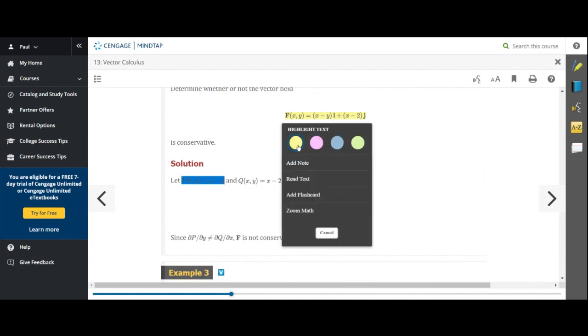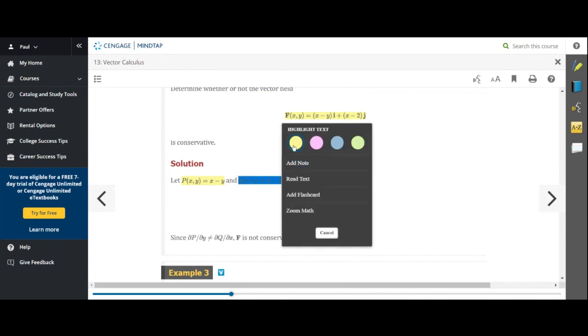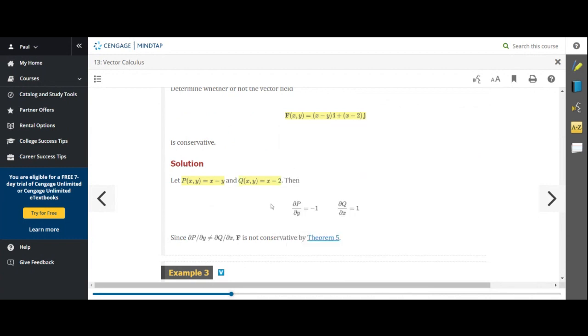Well, P and Q are defined accordingly. P equals x minus y. That's the first component, the i component of vector field F. And Q is equal to x minus 2. That's the j component of vector field F. Okay, well, it turns out that the partial derivative of P with respect to y equals -1, and the partial derivative of Q with respect to x equals +1. Therefore, this vector field is not conservative.